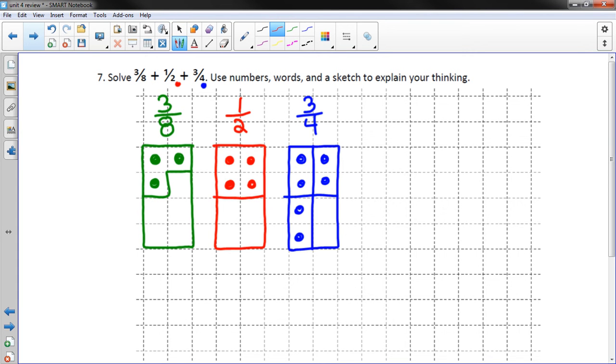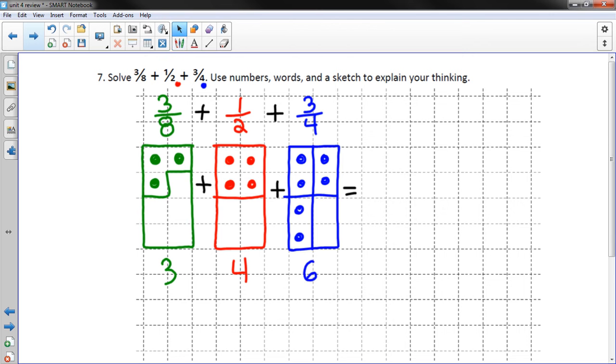And what are we doing with this problem? We're adding, so I'm going to just put little plus signs between all these. And now it's just simply counting all the circles, or all the eggs, whatever it is you're counting inside. And how many do we get? Let's see. There's 3 here. There's 4 here. And there is 6 here.